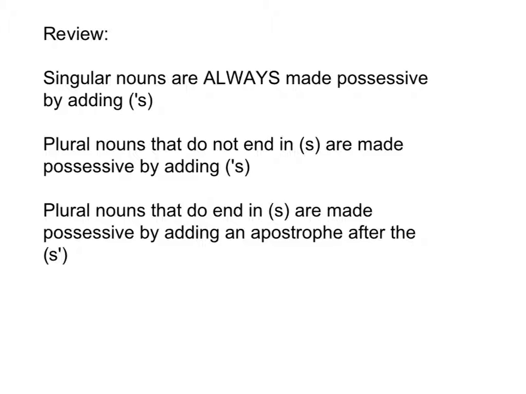Children is one, woman is another, men is another. So there are a couple that do not end in S, but the vast majority of plural nouns will end in an S. So if it's a plural noun and you need to make it possessive, just add an apostrophe after the S.